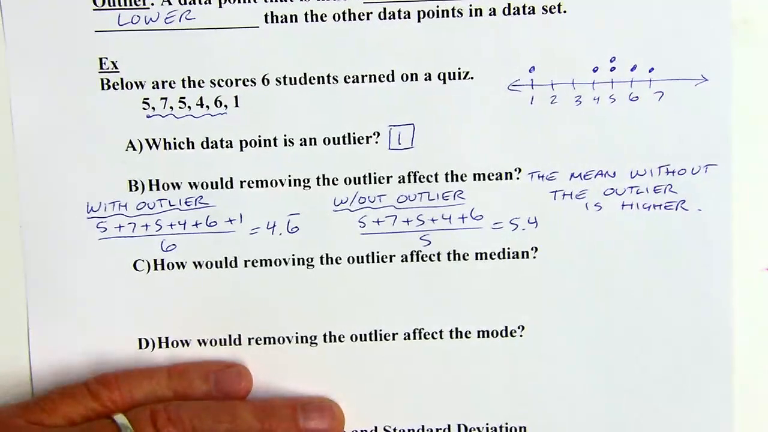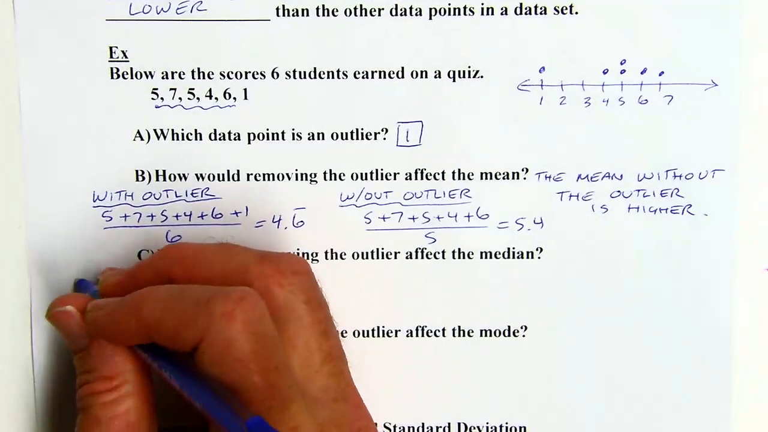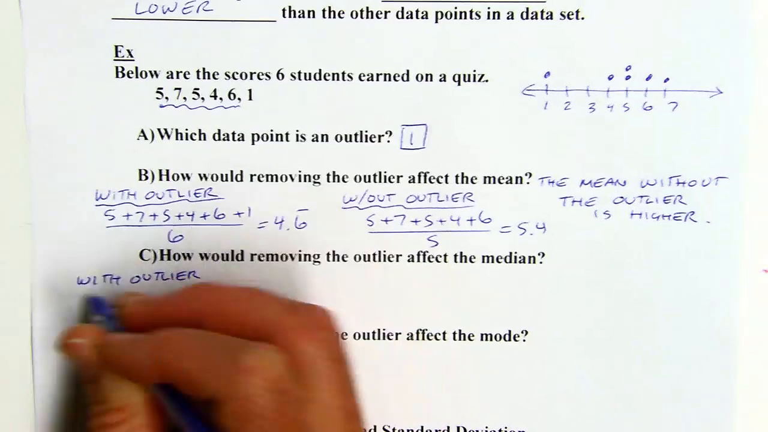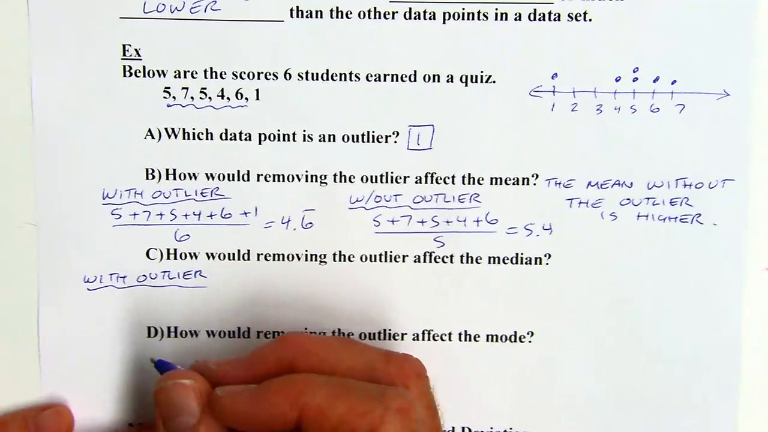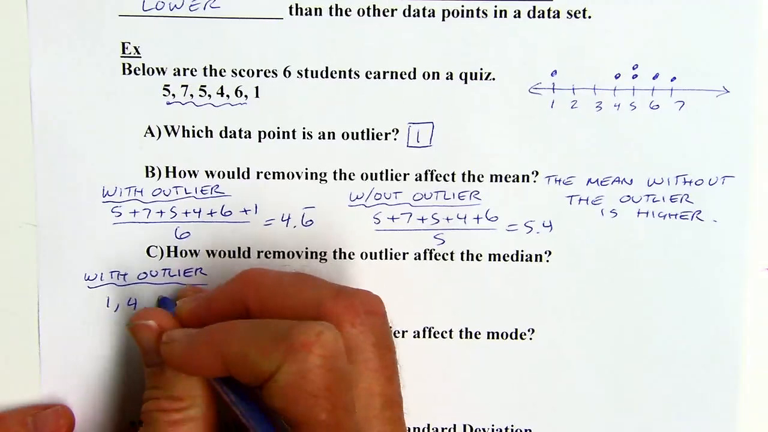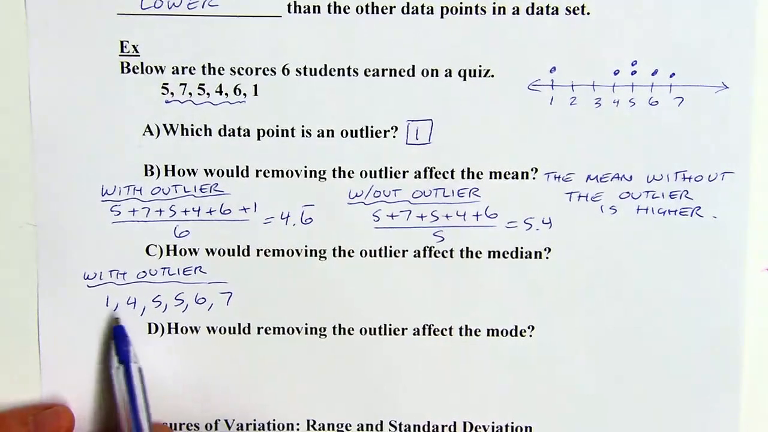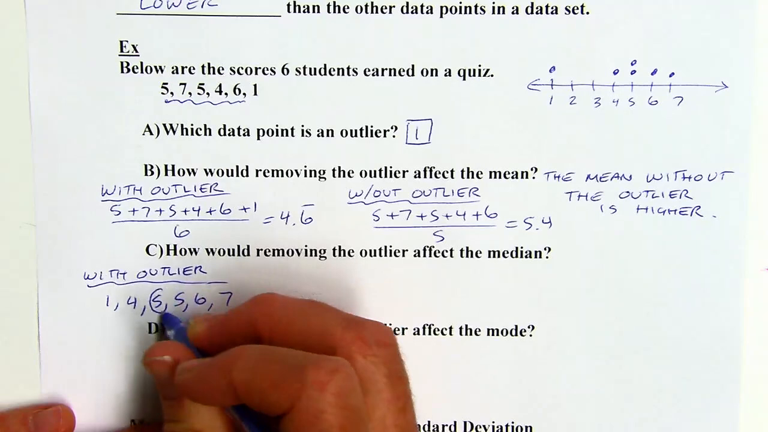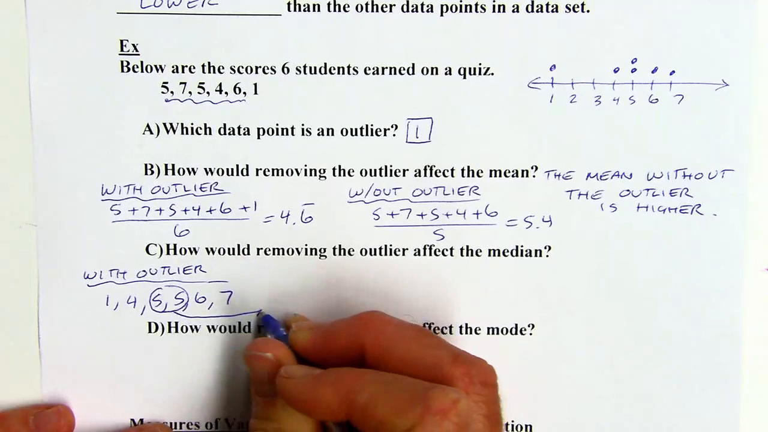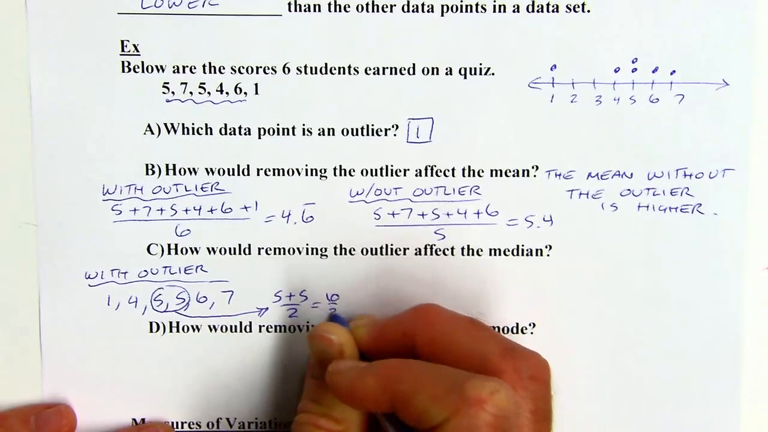Okay. All right. Now let's see what it would do to the median. Okay. So let's check with the outlier. To find the median, I want to put all these in order from least to greatest. So I got 1, 4, 2 5s, a 6, and a 7. Now looking at these, I would average the 2 that are closest to the center, since there's no number right in the center. And the average of 5 and 5 is going to be 5, right? Because it's 10 over 2, which is 5.